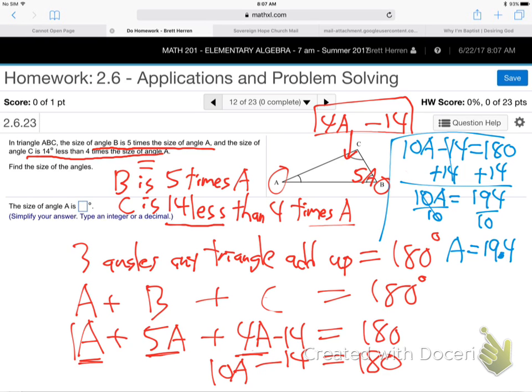Yeah. Oh, I think they want them all. That's just the first one they asked for. They're going to ask for the others. So we got to get them all. So there's A. A is 19.4. How do we get B now?